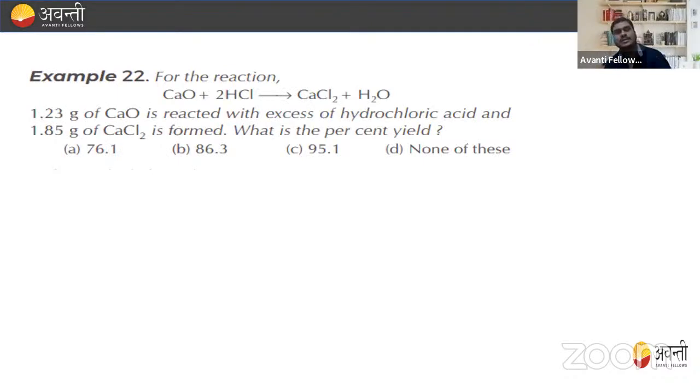I give you 2 minutes while I take some water. In 2 minutes, you have to solve this question, or at least try to solve it. After 2 minutes, I'm going to explain what the question asks and how you will be able to calculate the percentage yield. So everyone, just try to solve this question.